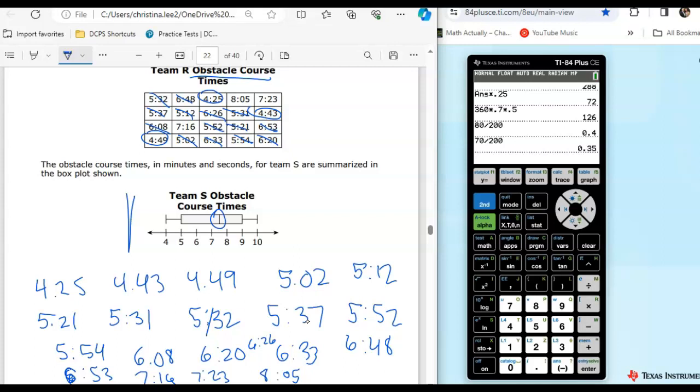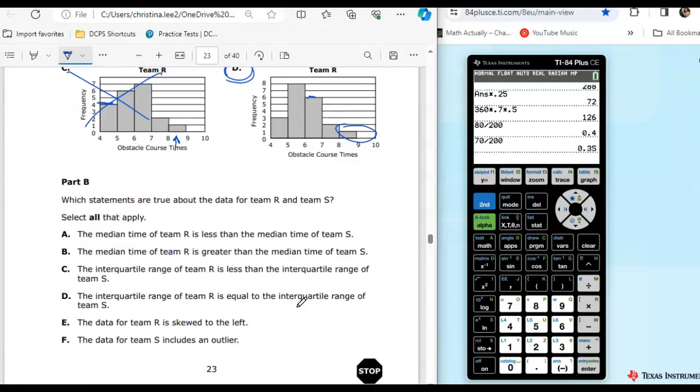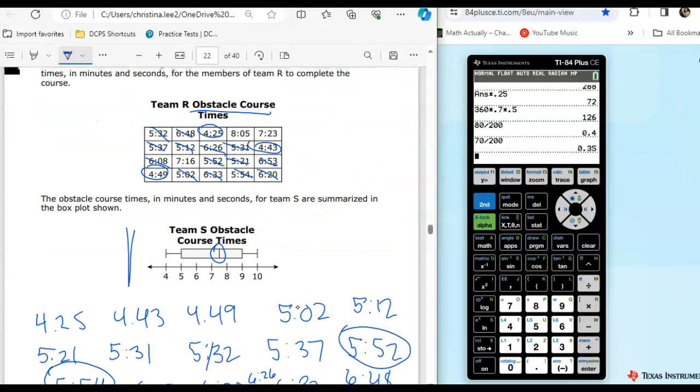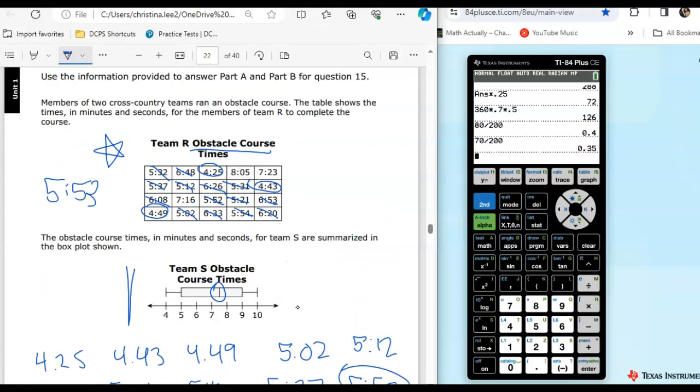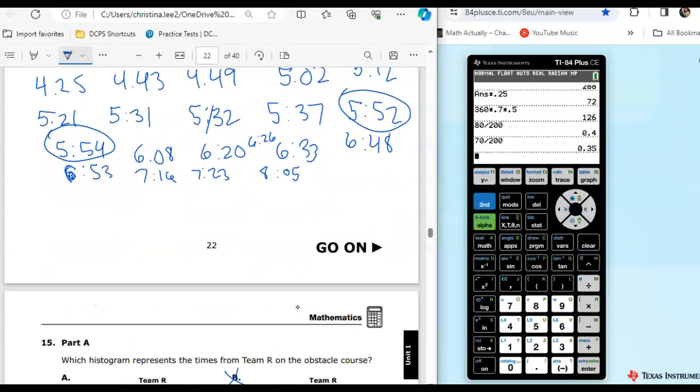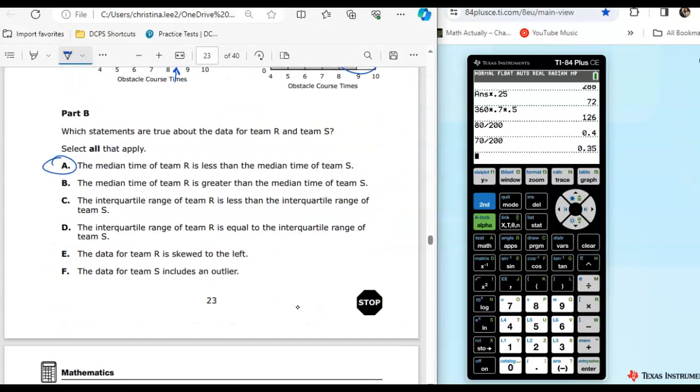And so that means number 10 and number 11 would be my middle values. So that's 5 minutes and 52 seconds and 5 minutes and 54 seconds. That means my median is 5 minutes and 53 seconds as I estimated based on my histogram. So that means that Team R's median is going to be less than Team S's. The median is lower than Team S's. So therefore we can eliminate B, right?